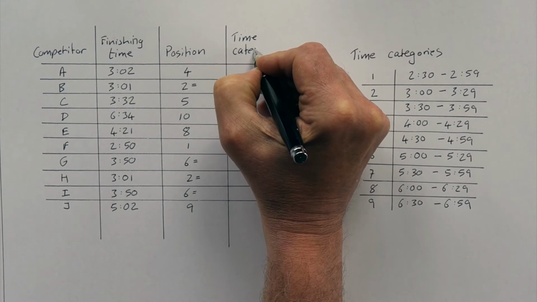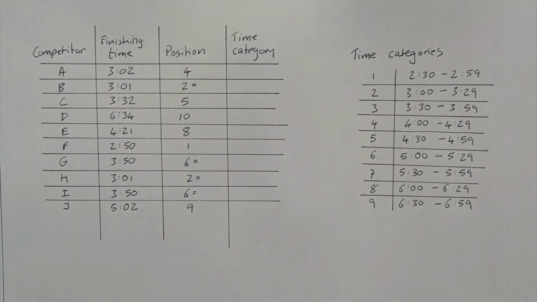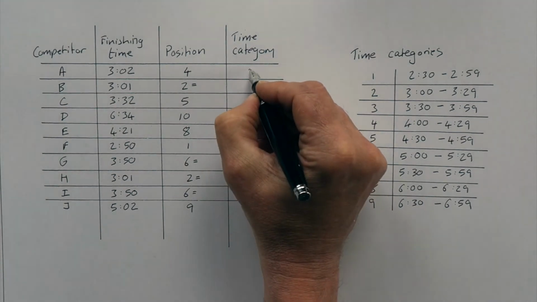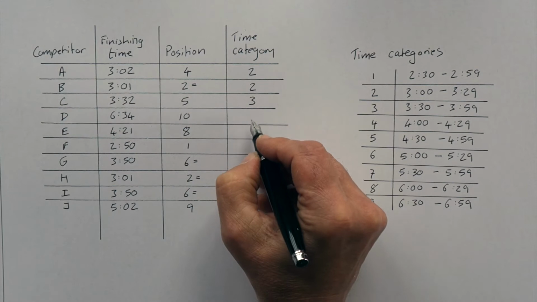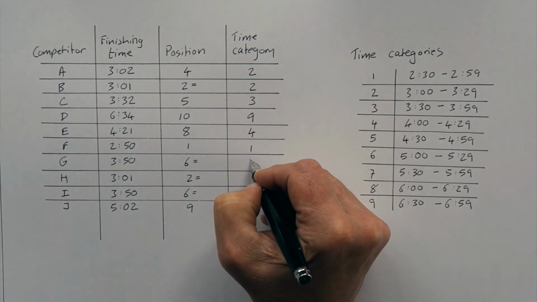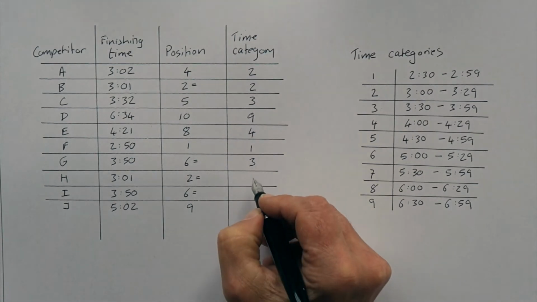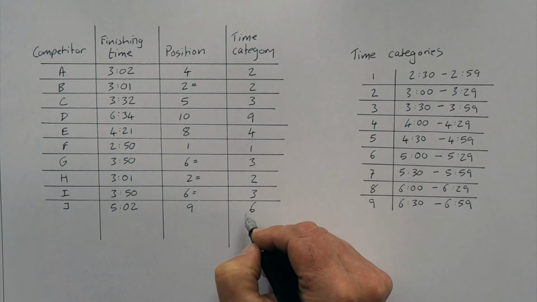So person A finished the race in 3 minutes and 2 seconds. That puts them into time category 2. Person B also finished the race in the same time category 2. Person C took 3 minutes and 32 seconds and they finished in time category 3. And everyone can get put into a time category.